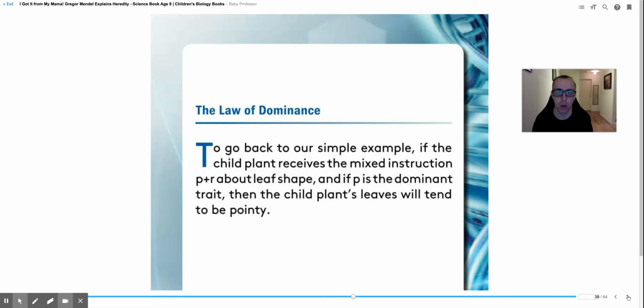Here is the law of dominance. To go back to our simple example, if the child plant receives the mixed instruction P plus R about leaf shape, and if P is the dominant trait, then the child plant's leaves will tend to be pointy. The P stands for pointy. And when it says that it would tend to be pointy, that means the probability is greater. It's 3 out of 4, a 75% chance to be pointy, and only 1 out of 4 to be, what was the other? Smooth, I guess.